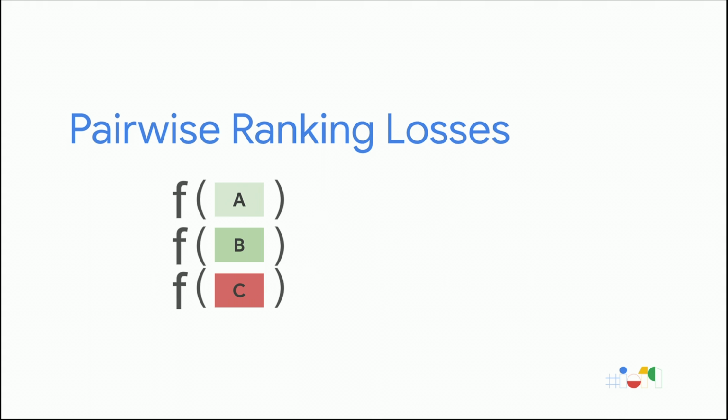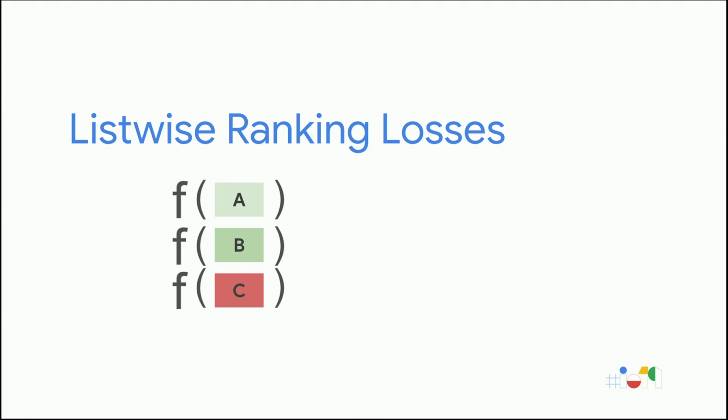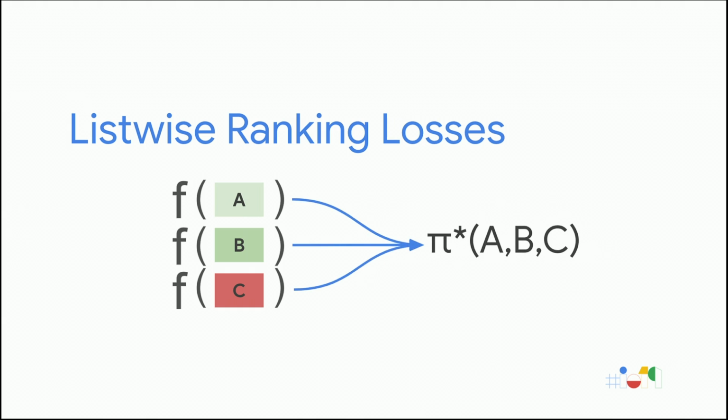These use pair comparisons to order the list. So instead of learning a probability for each item, we learn probabilities of one item being preferable to another item. Again, this does not capture the entire list, just pairs. So listwise ranking losses were proposed instead, in which function f takes one item at a time, but tries to optimize the ordering of the entire list, producing pi star, which is the optimal permutation on the items.